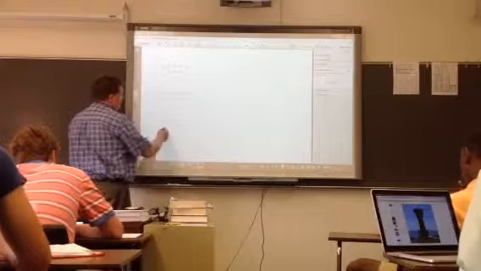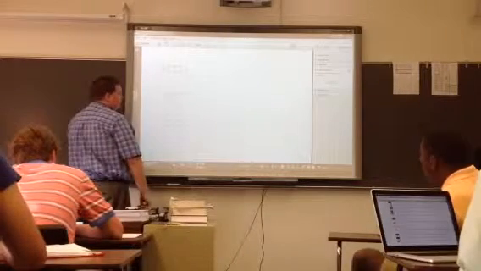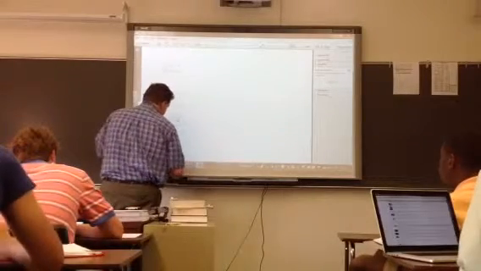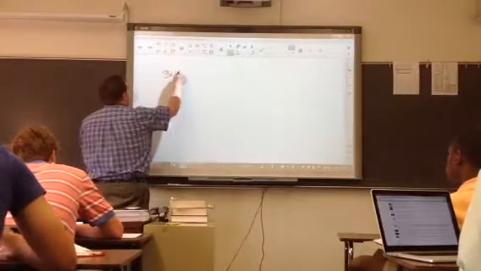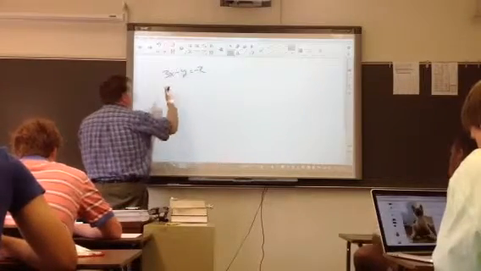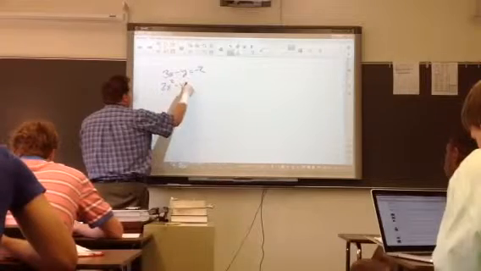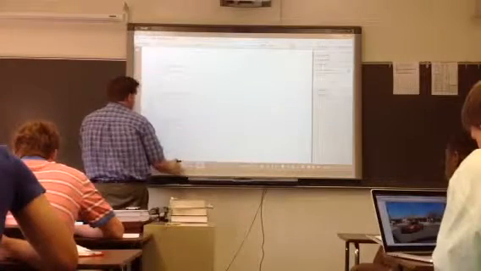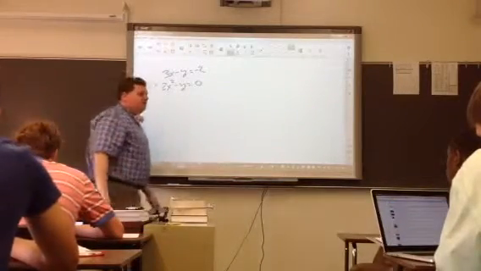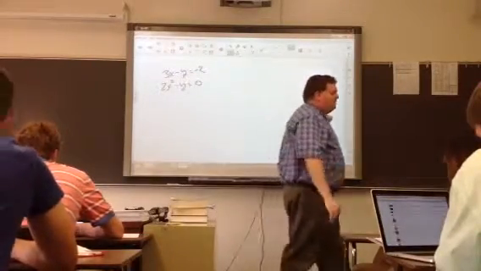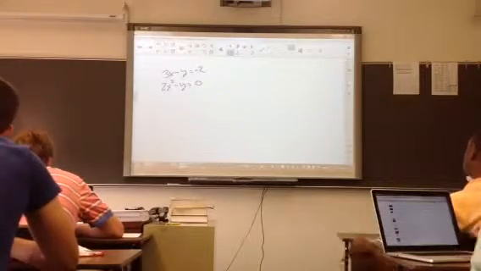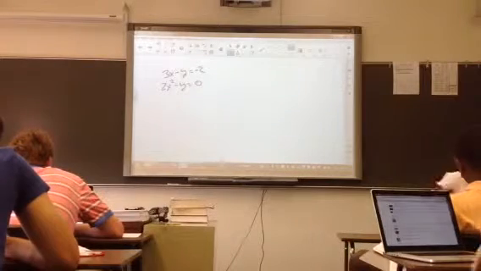Last one to look at here. Number 5, 3x minus y equals negative 2, and 2x squared minus y equals 0. Now, if I'm solving this one by hand, what do you think is the best way I could do this one? Set them equal to each other. This is a case of setting them equal to each other.